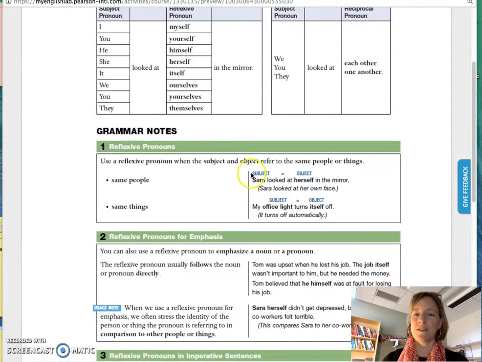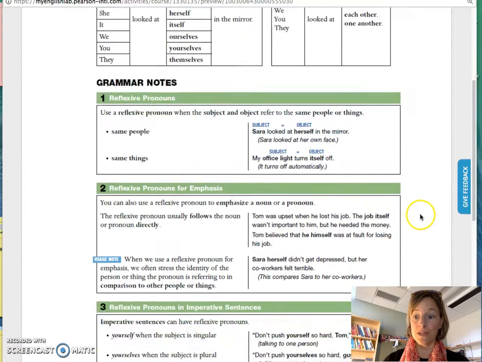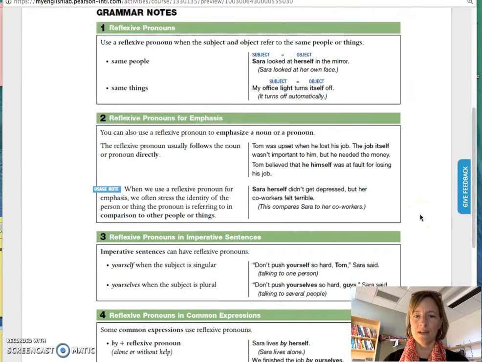I've mentioned this rule number 1 already. This is the same people or same thing. So Sarah looked at herself. My office light turns itself off. So itself is referring back to the office light. Herself is referring back to Sarah. So it's actually not too hard to figure out who the pronoun is referring to. I think the hard part in this unit is figuring out how to use it. And of course, we'll practice that on Monday.